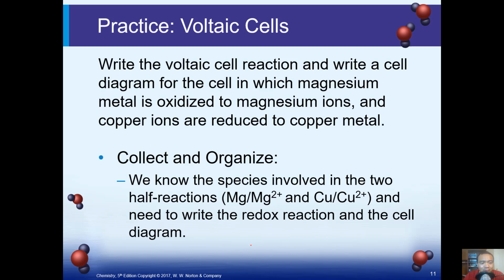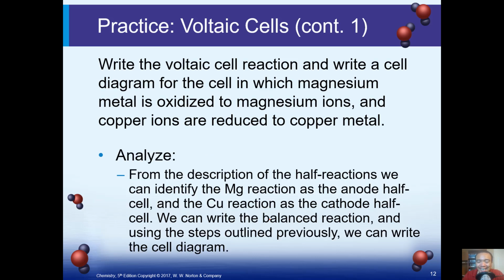Look at one more example. Write the voltaic cell reaction and write the cell diagram or cell notation for a cell in which magnesium metal is oxidized to magnesium ion and copper ions are reduced to copper metal. So we know we have two half reactions involved. One is magnesium and a magnesium ion, copper and a copper 2 ion. So we need to write a redox reaction and the cell diagram.